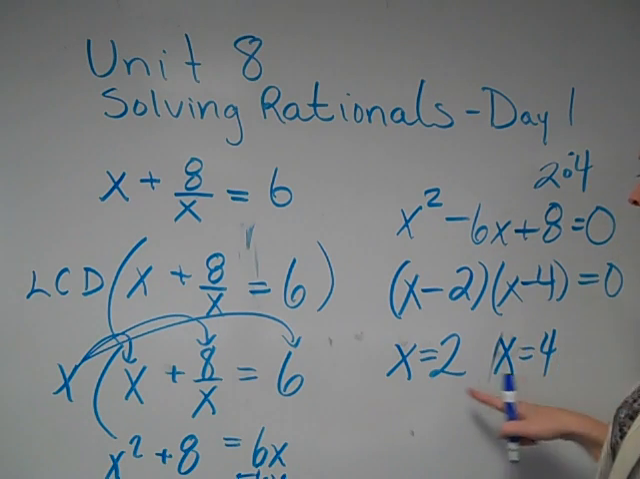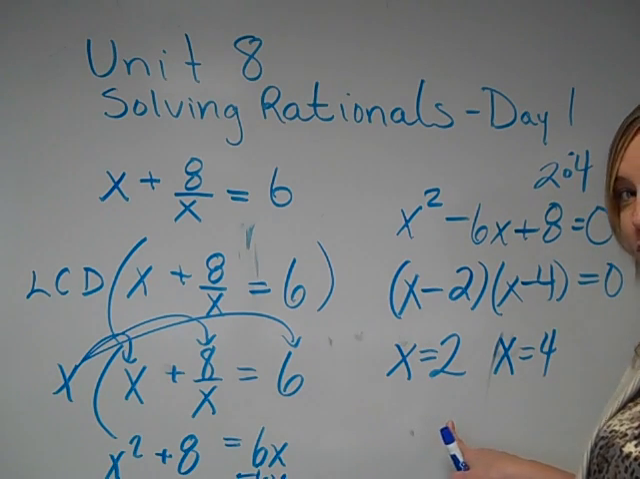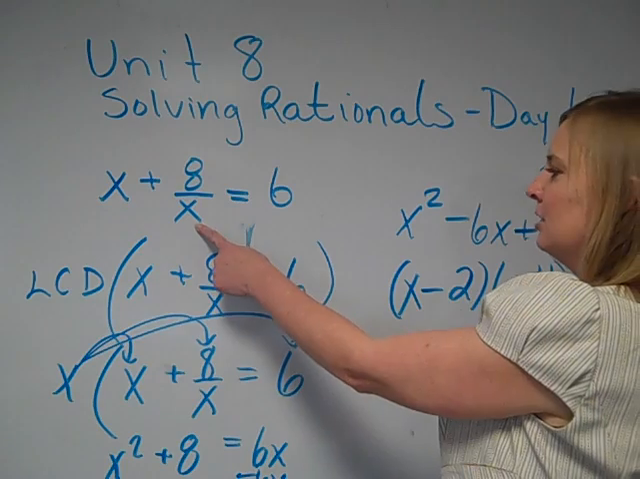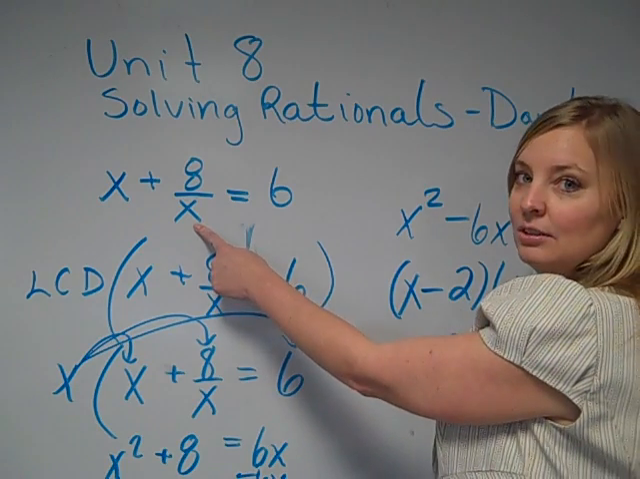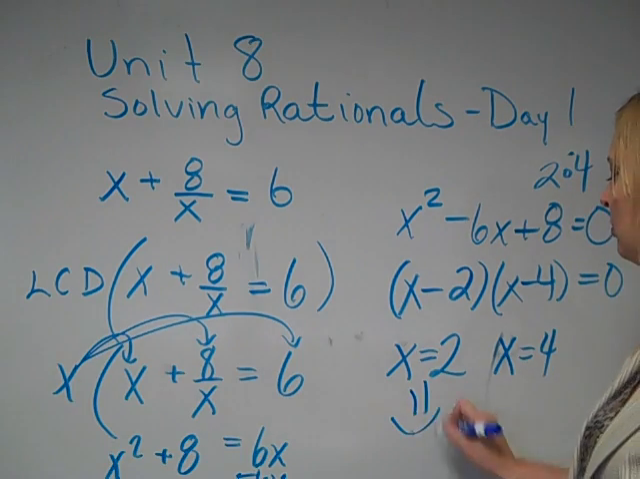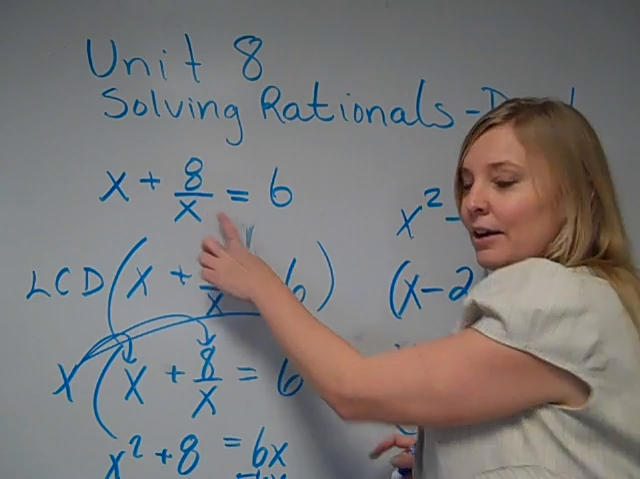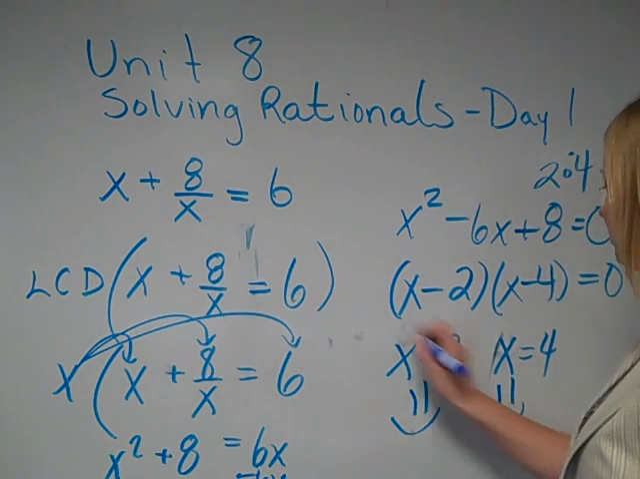Lastly, you have to see, are these extraneous roots? If either of these cause an illegal divide by 0 error, they're extraneous. Well, if we substitute in the 2 in our fraction, 8 halves, that's allowed. So x equals 2 is a solution. 8 fourths, that's allowed. So x equals 4 is also a solution.